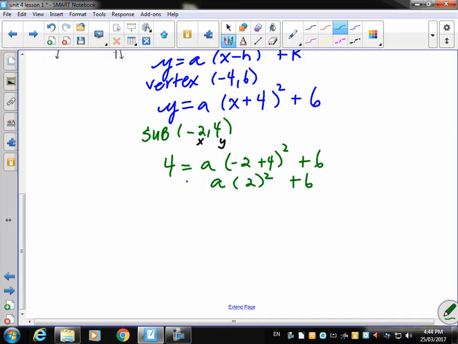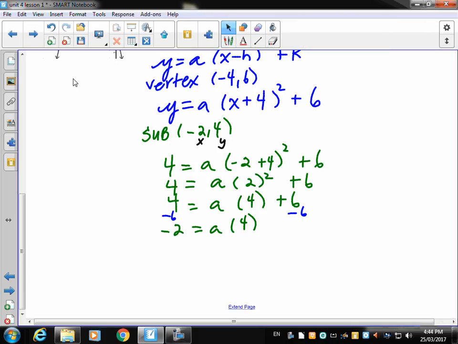And I'll just rewrite all this. Here we go. Then I can square the 2. A times 4 plus 6 equals 4. Okay, now I set about solving this thing. I want to get A by itself. So I'm going to undo all of the outer layers first. So I'm going to subtract 6 from both sides. I have negative 2 equals A times 4.